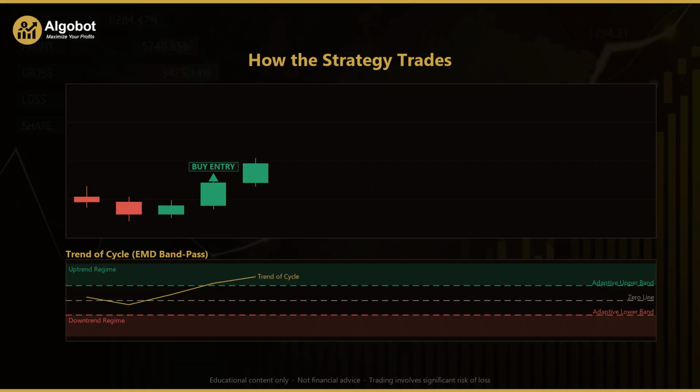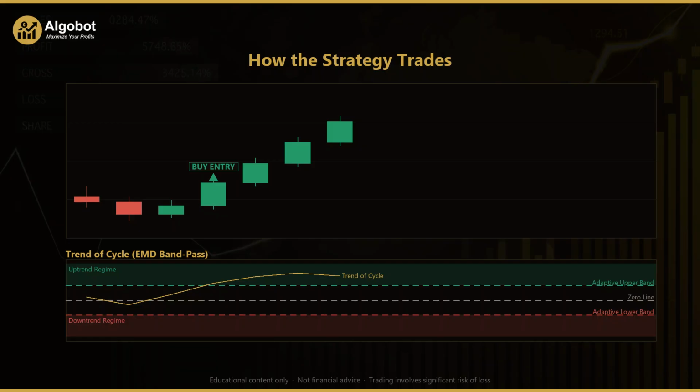They expand and contract with the market's own recent swing size. Look at the first 3 candles. Price is drifting sideways and slightly lower, and the gold line reflects that indecision. It dips below 0, pops back up a little, but crucially it stays inside the 2 bands. Because the trend of cycle has not cleared the upper band or the lower band, the regime is still consolidation and the strategy stands aside. This is exactly the kind of chop the adaptive bands are designed to filter out.